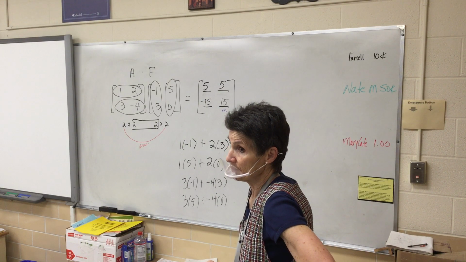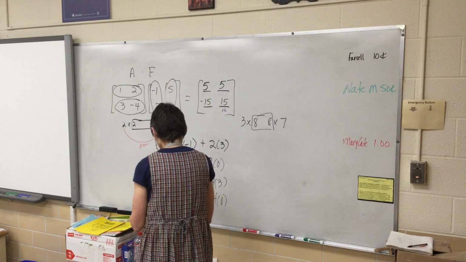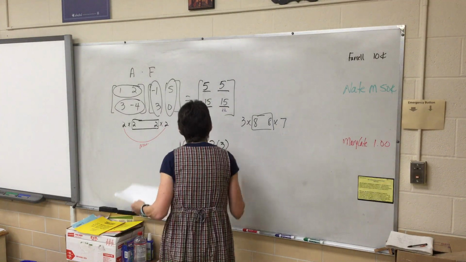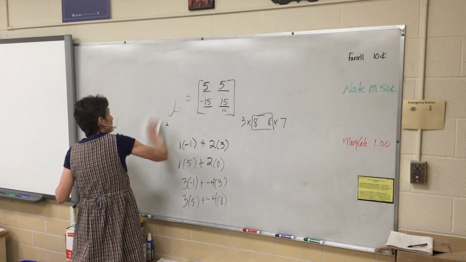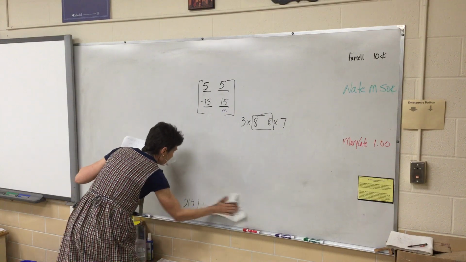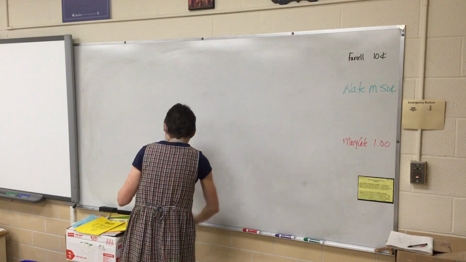It's a little tricky. Let's try the next one. That was A times F. All right, so now I'm going to do F times A. I'm erasing my answer, but you guys have it written down, because I wonder if A times F is going to be the same as F times A.